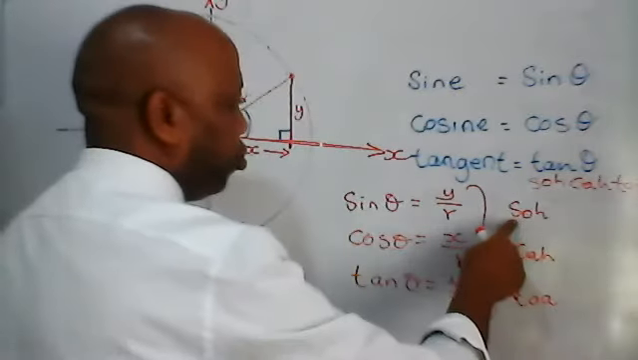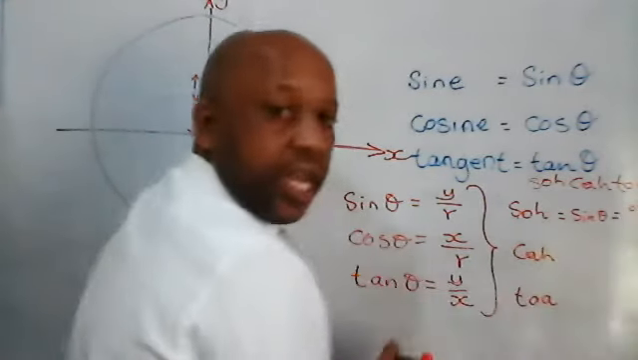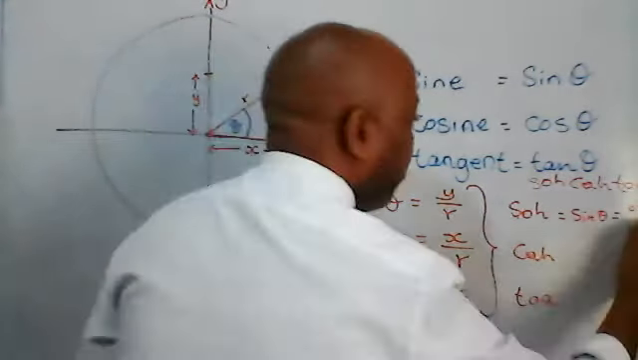SOHCAHTOA. Okay. So, SOH means sine of an angle is equal to the opposite of that angle divided by the hypotenuse of that angle. CAH, which is cosine, cos of an angle, is equal to the adjacent, adj, divided by hyp, or hypotenuse side. TOA, which means the tangent of an angle, is equal to opposite divided by adjacent of that angle.